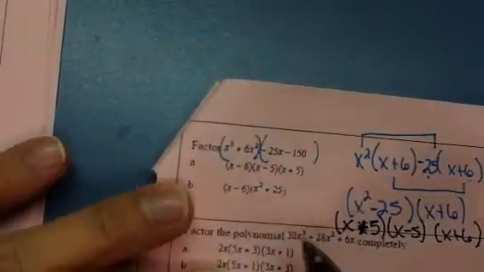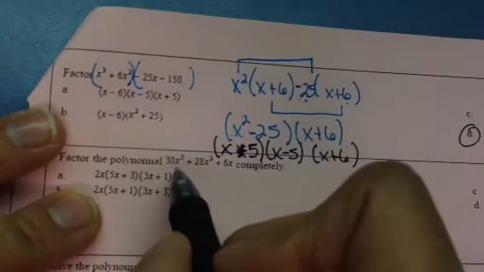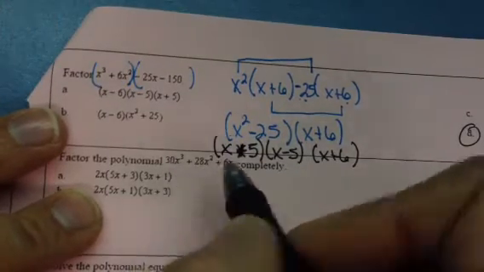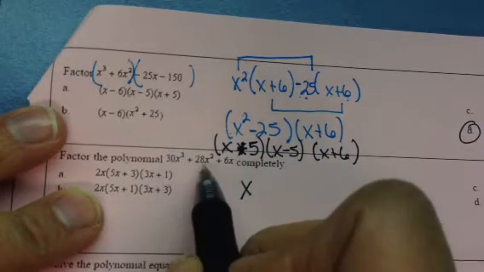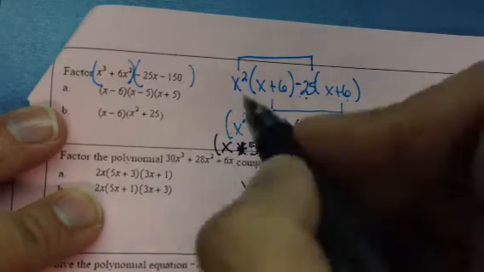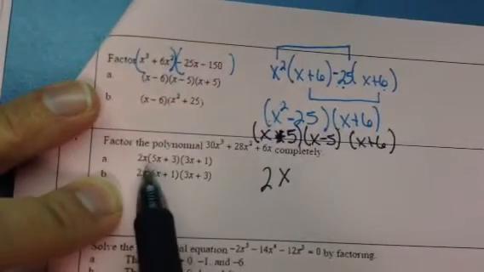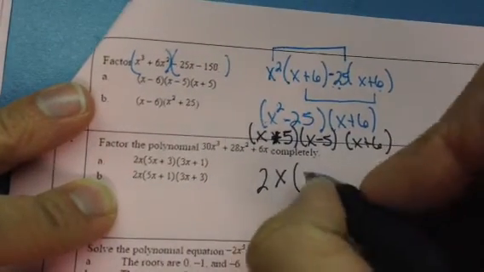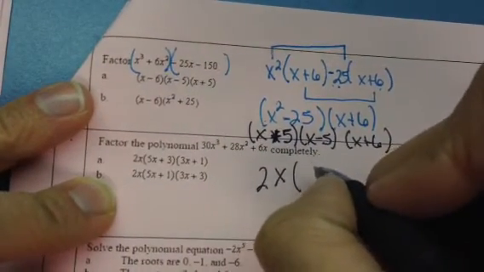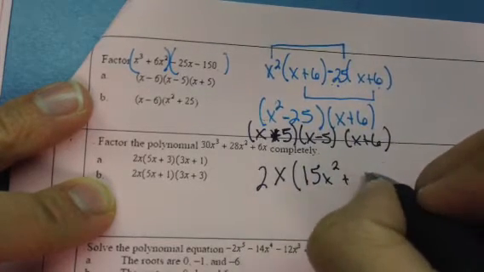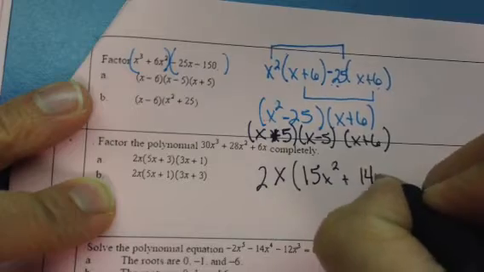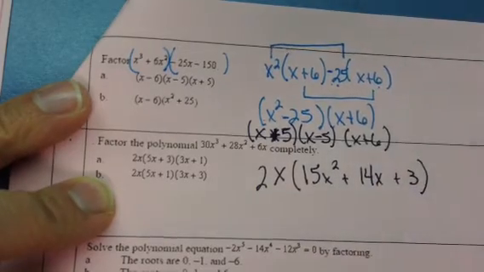All right, number 7, factor completely again. So the first thing I'm going to do is look for a GCF. I can definitely take an x out of all of them. And then the other thing that I notice is they're all even numbers, so I can take a 2 out of all of them. And if you notice, you can kind of see that GCF here. So then I'm left with, let's see, 15x squared, and then I'm left with 14x, and then I'm left with 3.